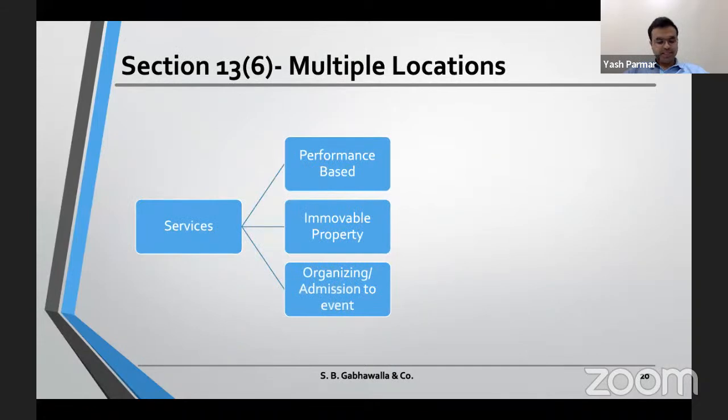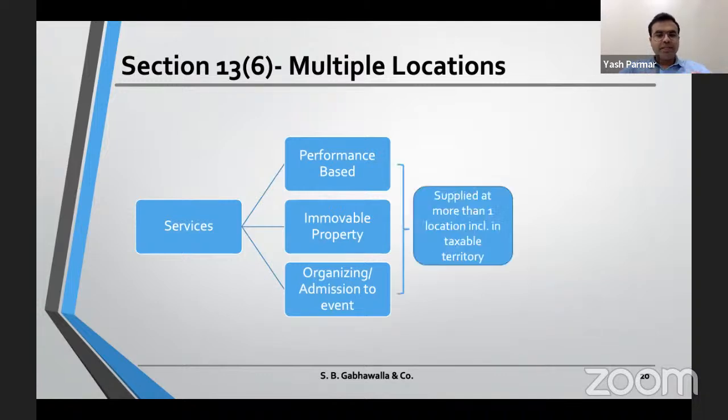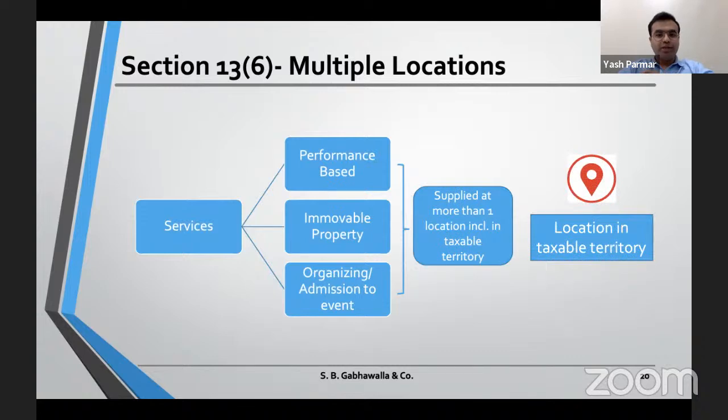In this particular subsection, basically it states that if the three exceptional services which we just saw, performance-based services, immovable property-related services, and services in relation to organization and admission to an event, are supplied at more than one location, and one of these locations is the taxable territory, then the place of supply will be the location of the taxable territory and tax will be payable in India.